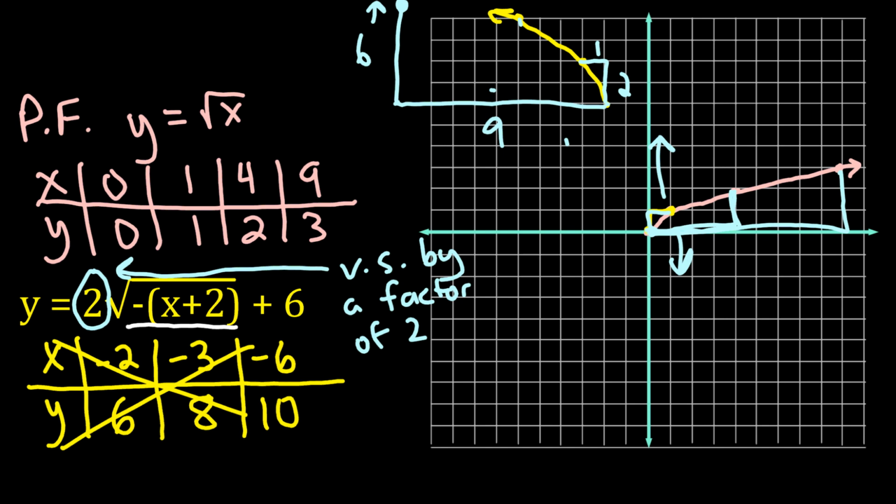So instead of making a table, you could do the left and right shift, do the reflection, because it reflected across the y-axis, so it's pointing to the left instead of to the right, and then it stretched it twice as much up.